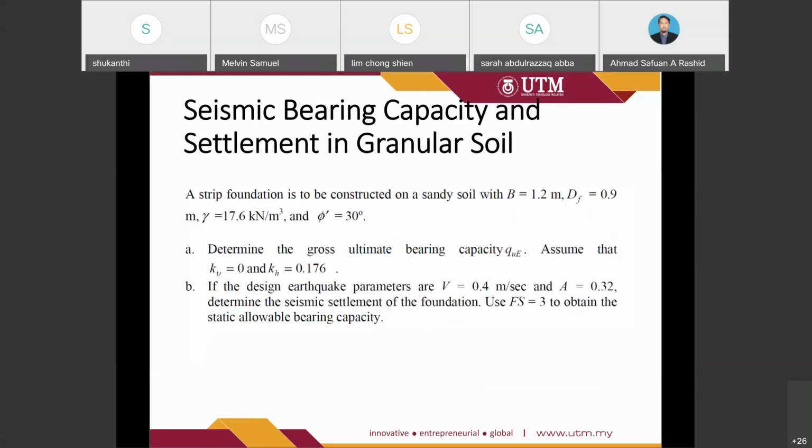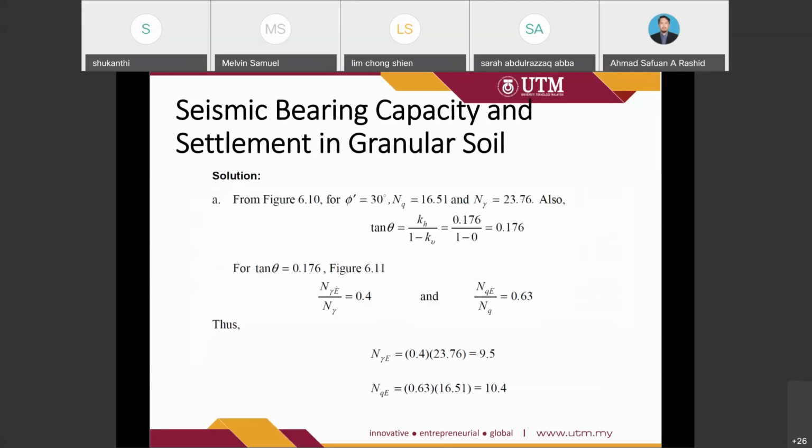So now we look at one example on how to determine the bearing capacity under an earthquake condition, and then we need to determine what the settlement will be if the factor of safety used is 3.